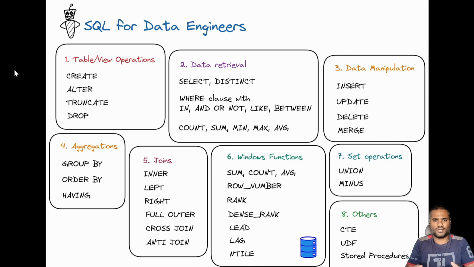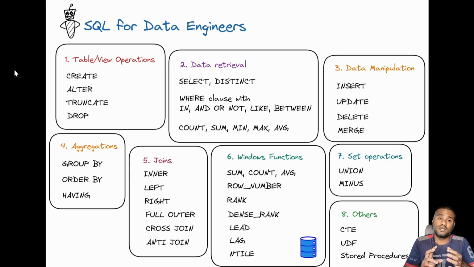Suppose you want to retrieve only the latest records for all the order IDs from the orders table, where we have multiple updates for each order. We can use the row number function within the window functions, or analytical functions, which is another name for window functions. We can use row number to retrieve the latest records for each order ID. So this is how window functions are used. It is very helpful to know window functions.